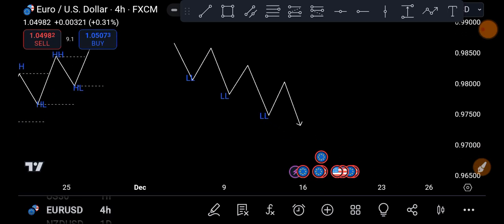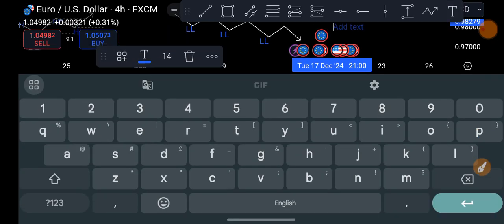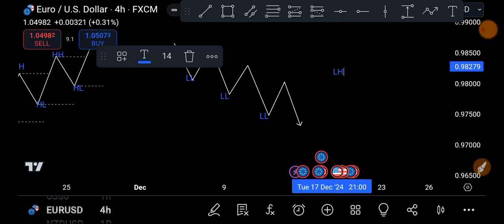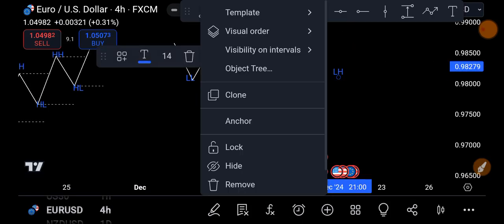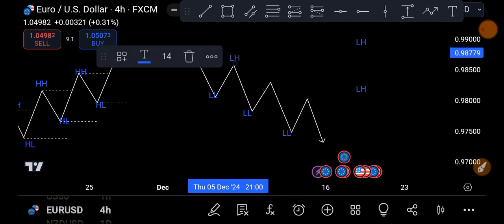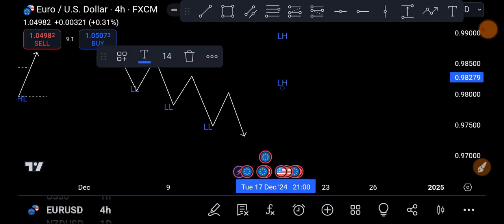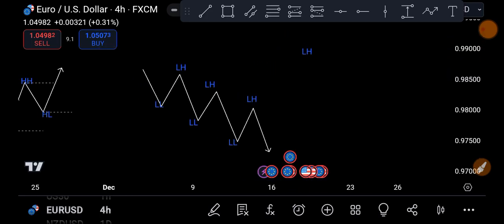We would also have a lower high to establish that we are in the downtrend. You just can't have lower lows. If you have lower lows, you need to have lower highs as well. So we have lower highs. Good. So let me put them here.